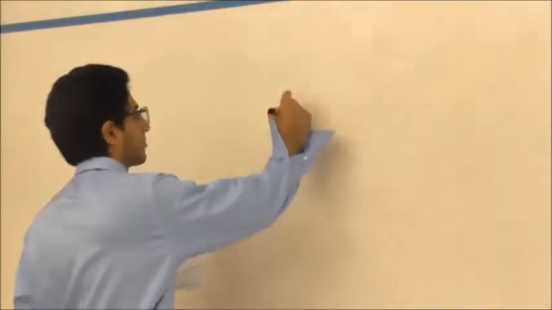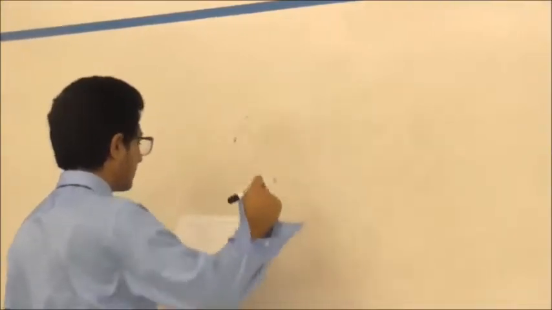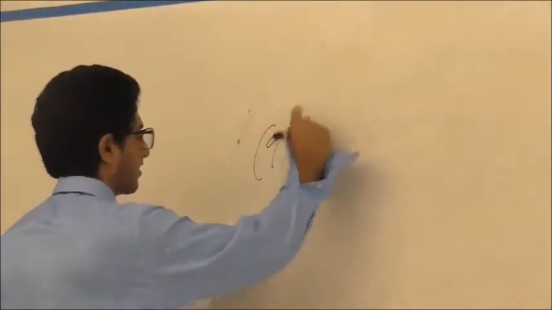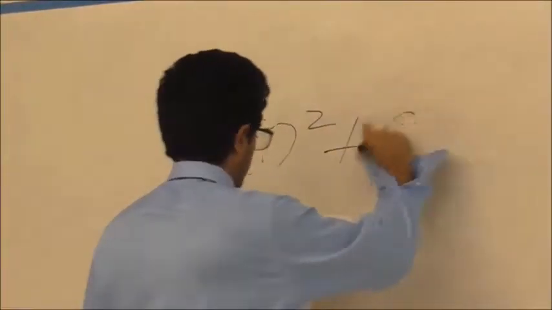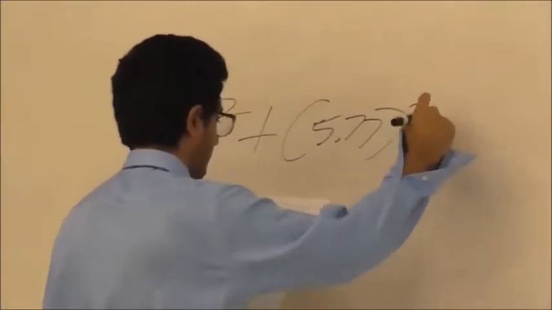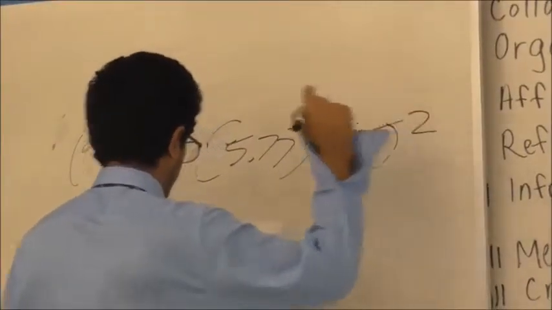Class, so now we have found B and we have to find J. To find J, we can use the Pythagorean theorem. It's a squared plus b squared equals c squared, as you all know. So a is going to be 9 squared plus 5.77, which is going to be b squared, equal to j squared.